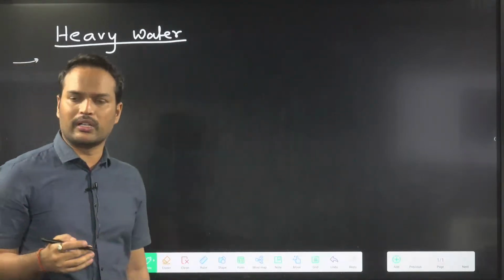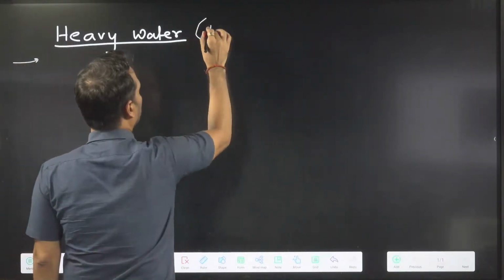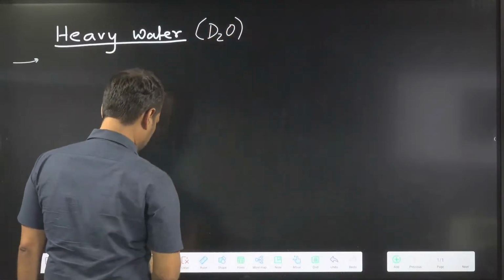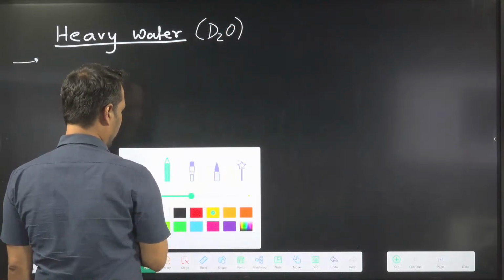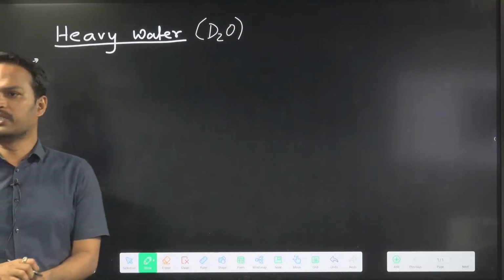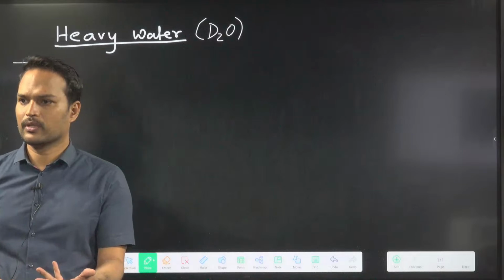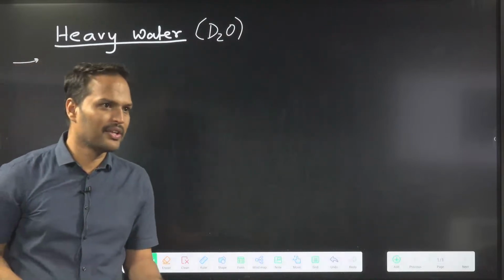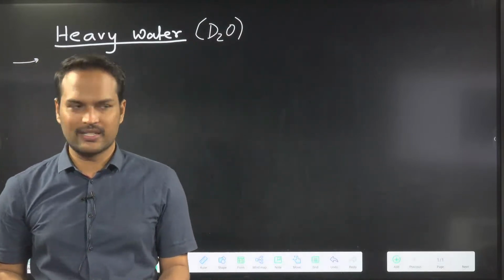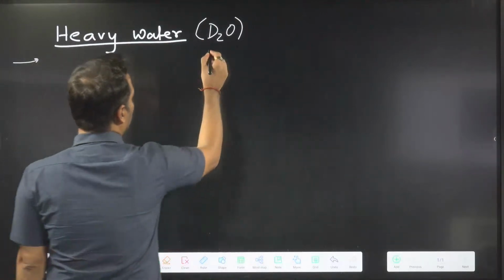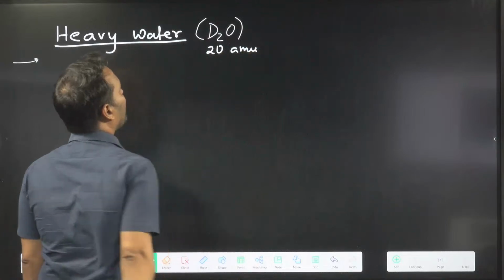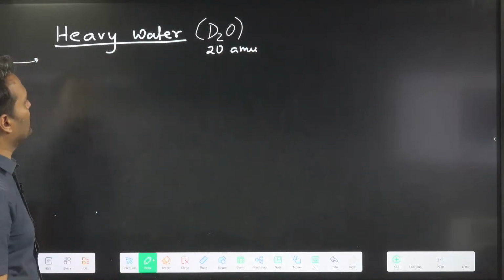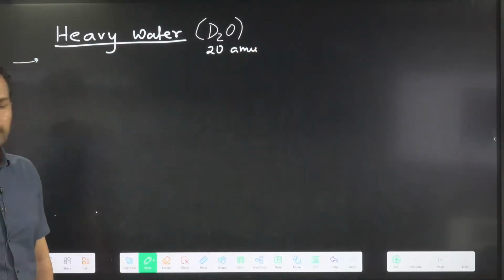We know heavy water. Heavy water means what? D2O. D2O means deuterium oxide, that means it is heavy by mass, so they are saying the name heavy water. What is the mass? You can say molecular mass is 20 AMU. Am I correct? 16 for oxygen and 4 for deuterium.